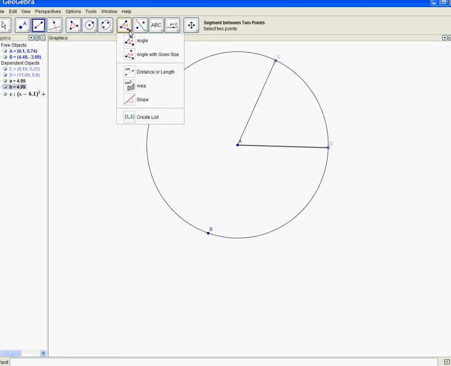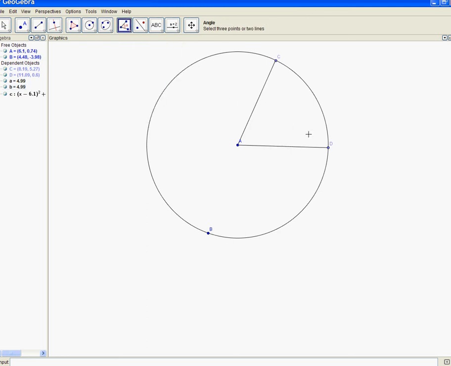And now we're going to measure that angle. So this is called the central angle. Okay, and so the measure of this particular angle looks like it is right there. And if I move this around, of course, that changes.